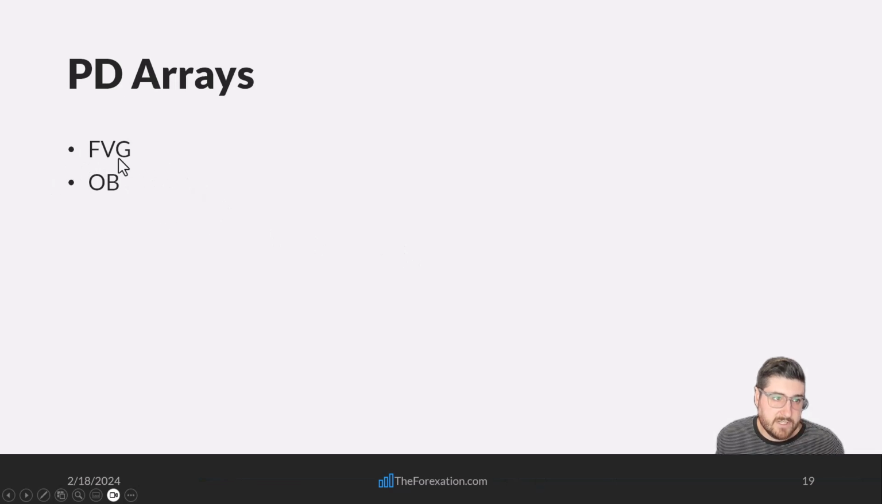Next one is order blocks, or OB for sure. I'm putting the abbreviations here because when I label on the chart, I'll be using these type of labels and it'll make sense for you. So fair value gaps, order block.